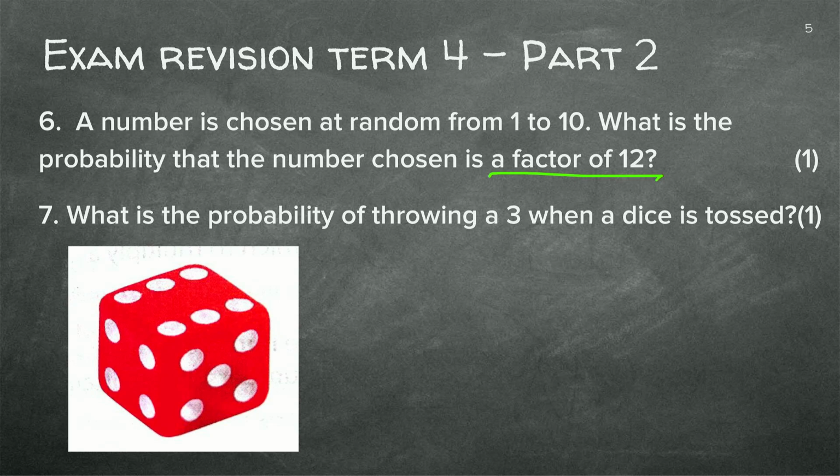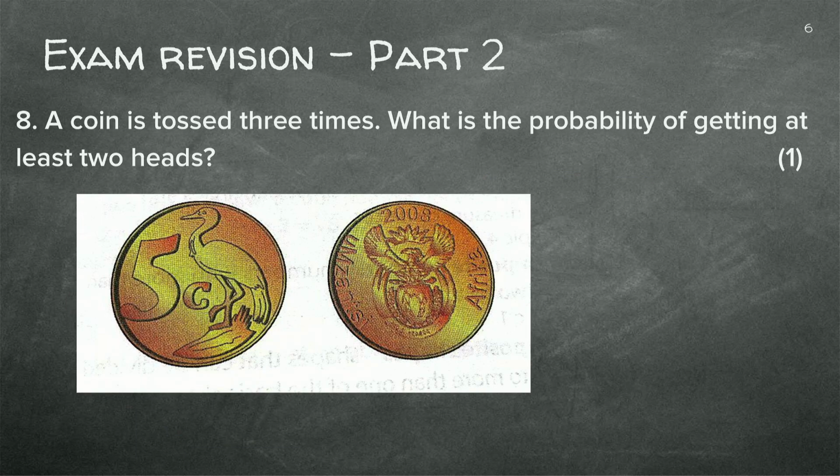That's a blast from the past. We know how to work out the factors of 12. And then what is the probability of throwing a 3 when a dice is tossed? There's just like an easy one that was thrown in there. This one, we want you to think a little bit. A coin is tossed 3 times. What is the probability of getting at least 2 heads?